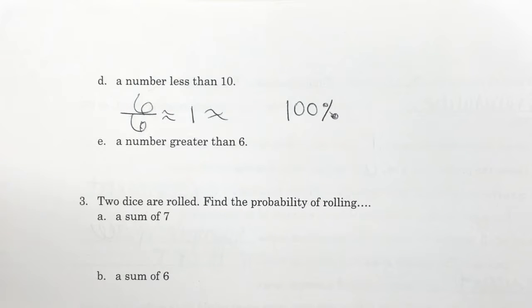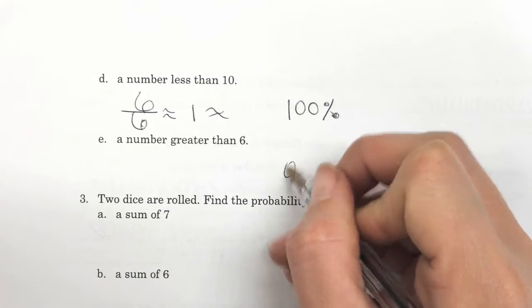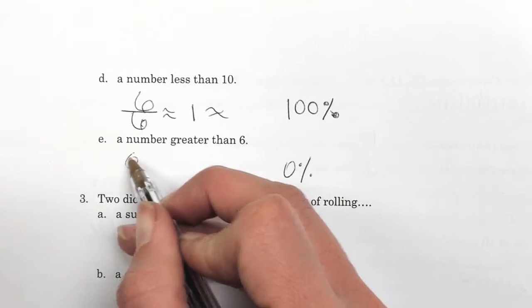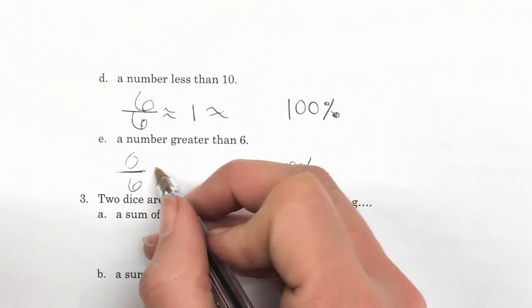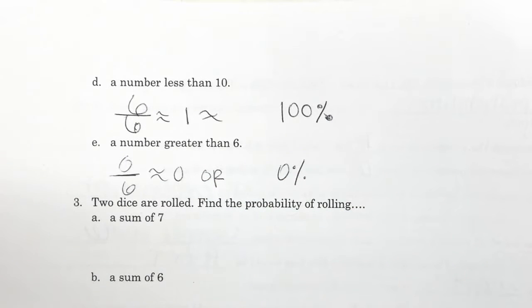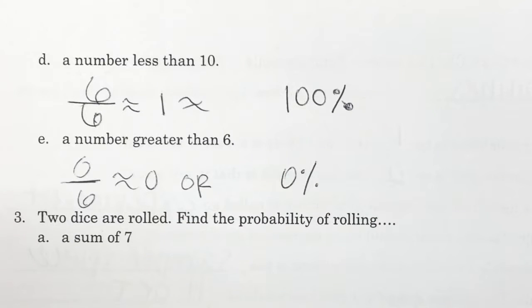Alright, anybody want to help me with E? Paige, what'd you get? Good, because how many numbers will be greater than 6 on a die? None. Out of 6 numbers. So that's 0 times 100 would be 0%. Does that make sense? Y'all have any questions about those? No.